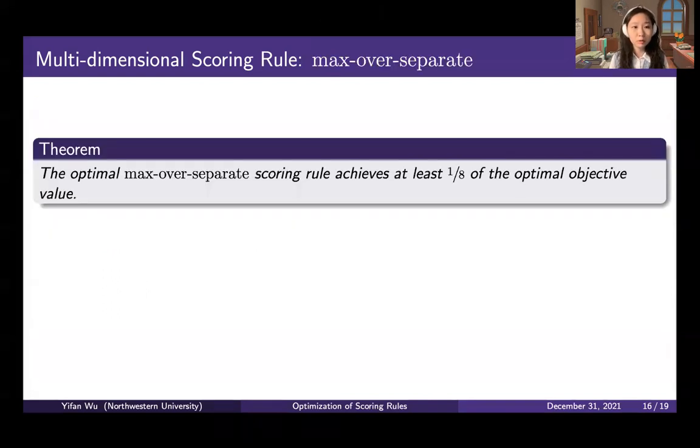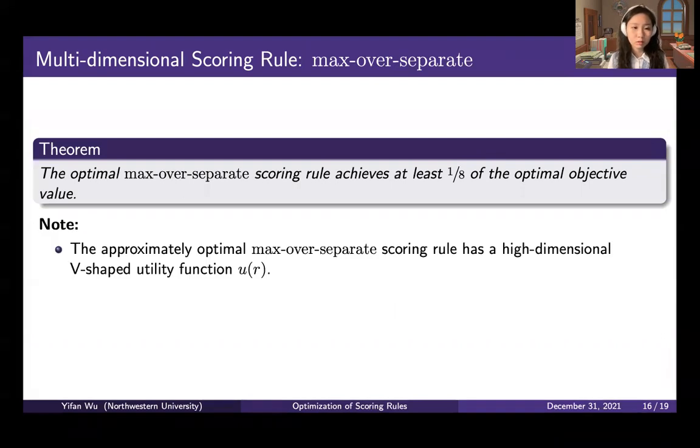Our theorem says the optimal max-over-separate scoring rule achieves at least 1/8 of the optimal objective value. This is to say the optimal max-over-separate scoring rule is a constant approximation. Note that the optimal max-over-separate scoring rule has a high-dimensional V-shaped utility function U. So to implement this scoring rule, the principal also only needs the knowledge of the prior mean. It means the most surprising dimension gets scored. By most surprising, we mean the dimension that deviates the furthest from the prior mean.